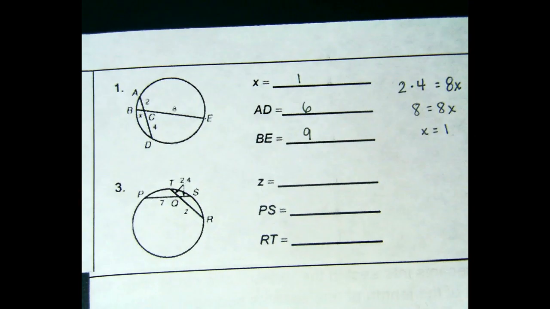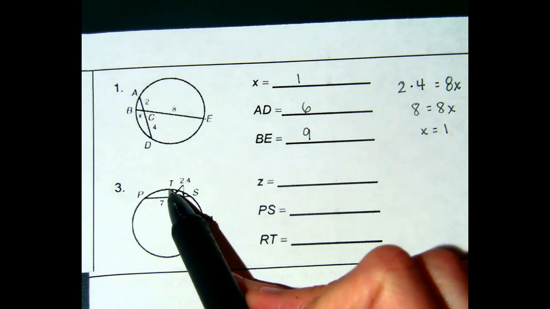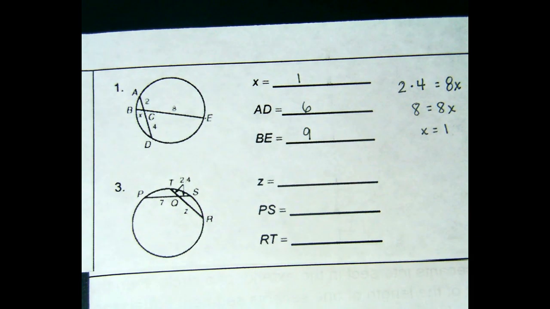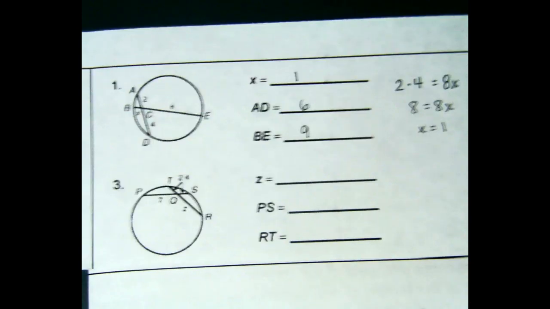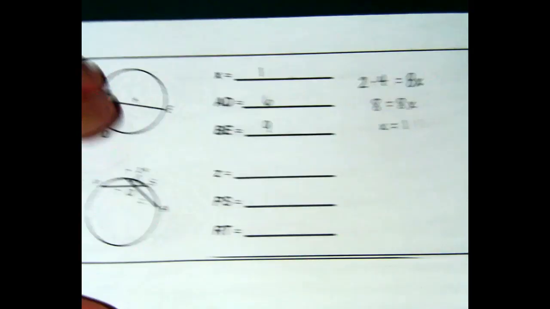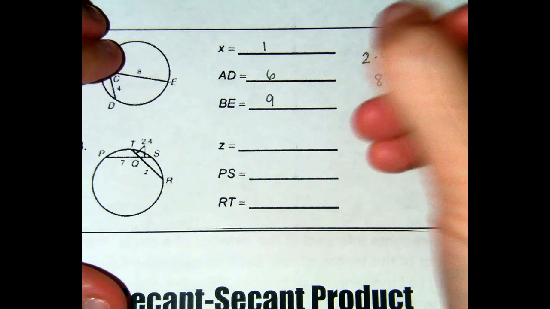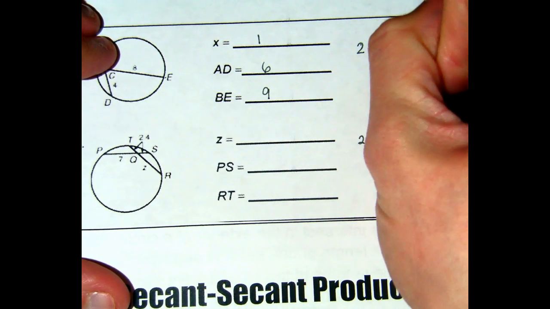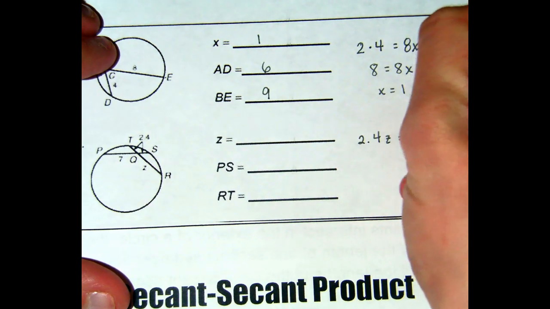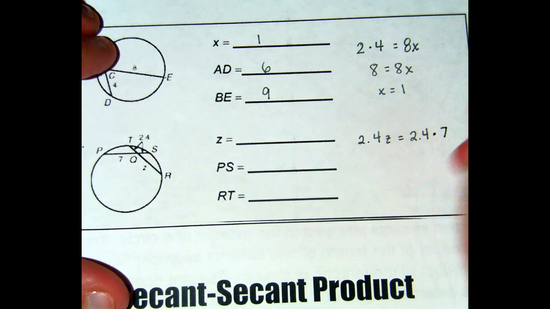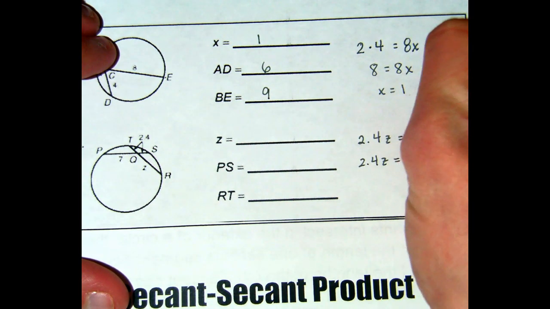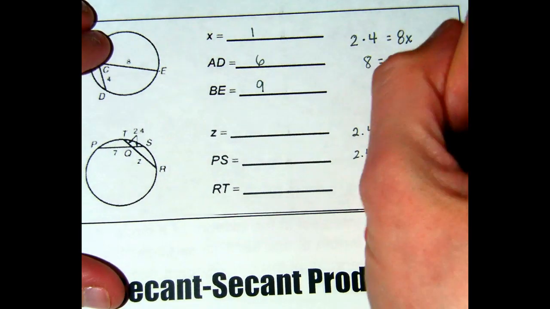Do number 3. This is 2.4 for both of these chords. This is 7. This is Z. So both of these are 2.4. So what did you guys set up if you set something up? We'll talk about what you didn't have to do, but 2.4 Z equals 2.4 times 7. What is 2.4 times 7? 16.8. Divide by 2.4 and Z is?